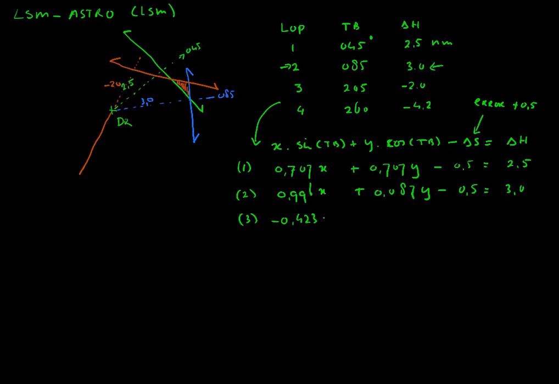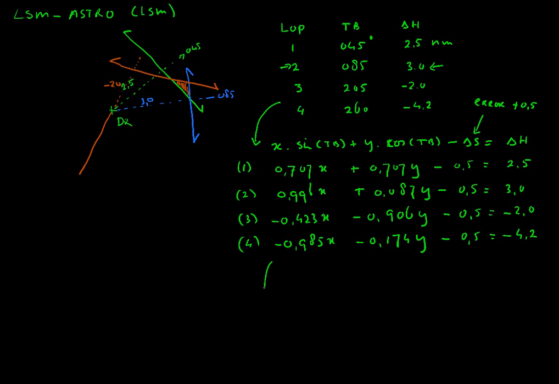Third observation, the sine of 205 is a negative number, -0.423x minus 0.906y minus a half equals minus 2.0. Fourth and last observation, the sine of 260 is a minus 0.985x minus 0.174y minus a half equals minus 4.2.